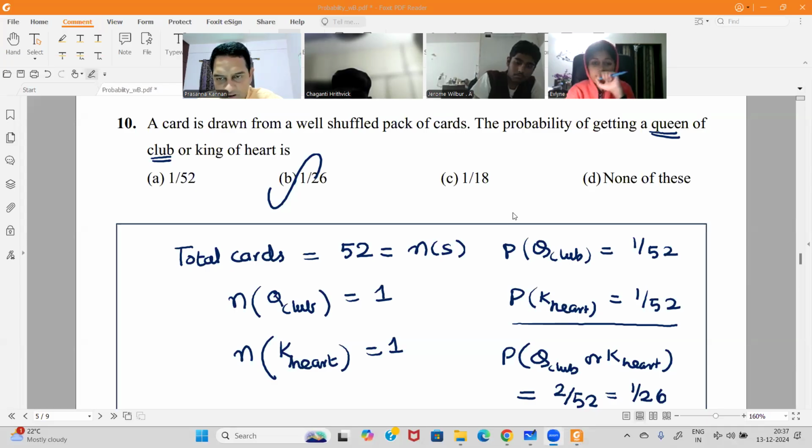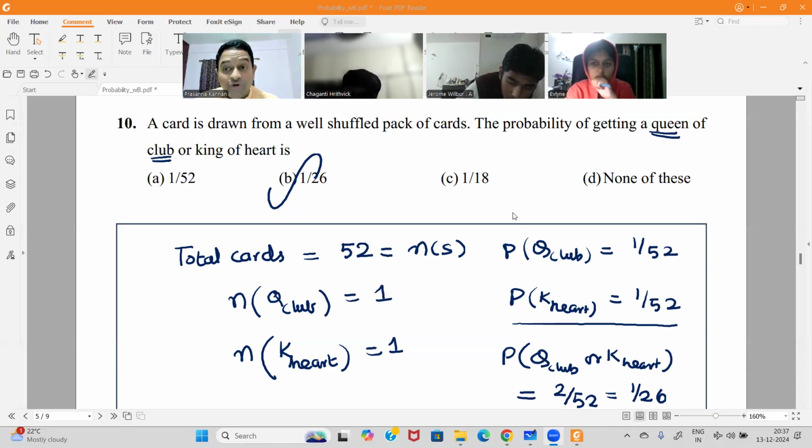Excuse me, sir. Yes, Evelyn. Sir, can you explain how the probability of drawing the Queen of Club is 1 by 52? Evelyn, how many queens do we have? 4, sir. And how many club queens do we have? 1. Correct. So suppose I have 4 queens and 52 cards in total, what is the probability of drawing a queen in general?